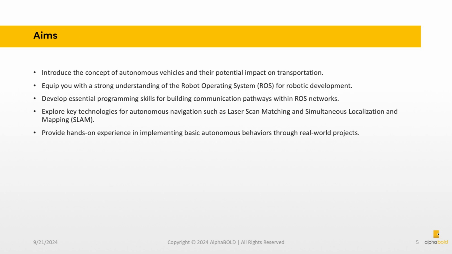The course is designed with the following aims in mind. Introduce the concept of autonomous vehicles and their potential impact on transportation. Equip you with a strong understanding of the Robot Operating System, ROS, for robotic development. Develop essential programming skills for building communication pathways within ROS networks. Explore key technologies for autonomous navigation, such as laser scan matching and simultaneous localization and mapping, SLAM. Provide hands-on experience in implementing basic autonomous behaviors through real-world projects.